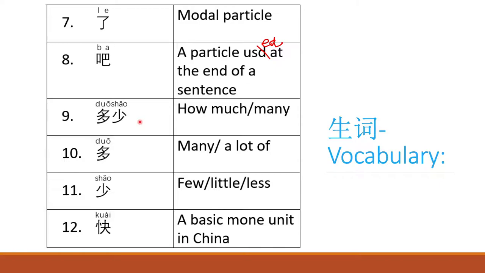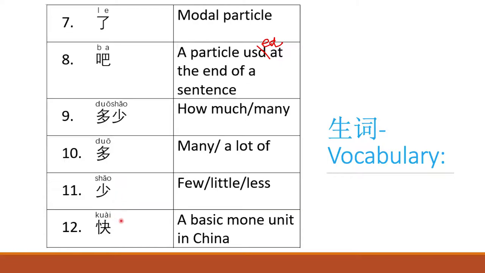Now, besides 什么, what, and 哪, where, from the previous lessons, another way to ask a question is how much, how many. 多少, 多少. Okay. How much? Right. 苹果一斤多少钱? Okay. Next one. 多, 多, which means many and a lot. Number 11, the opposite of 多 is few, little, less. 少, right? 少.